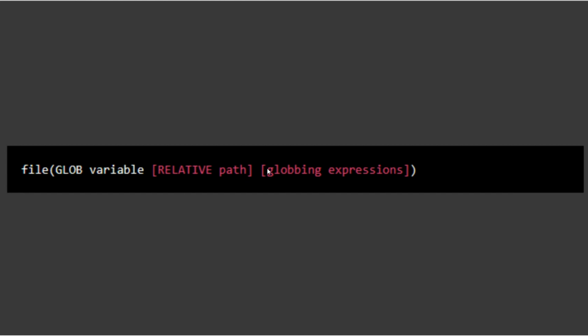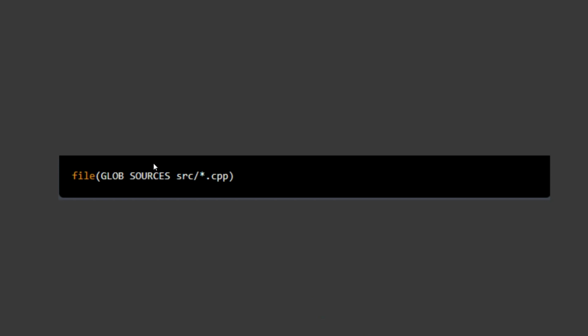Let's see how it looks when we use real values with this glob command. Sources is the variable name which stores the list of files, and we are not using the optional path, we are directly passing the globbing expression. The globbing expression is src/*.cpp. This means pick all .cpp files from the src folder and store them into the sources variable, which makes the CMake file much cleaner. We are not giving the name of each and every file, we are just picking up all the files ending with .cpp and storing them in the sources variable. So this is how the basic syntax of a glob command looks with actual values.